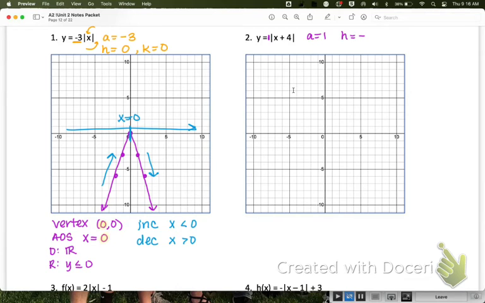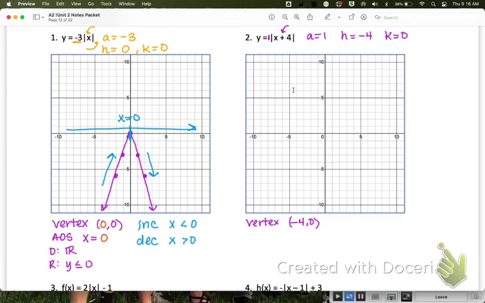h is equal to -4. Remember, this always has to be the opposite. And then k, again, is equal to 0, just like it was on the other one, because there's nothing on the outside of the absolute value. So that tells me that my vertex is -4, 0.